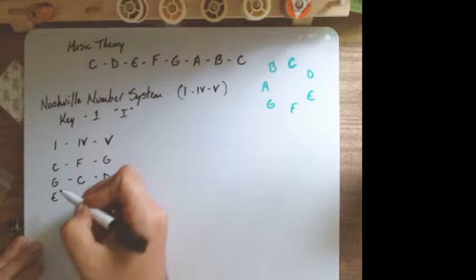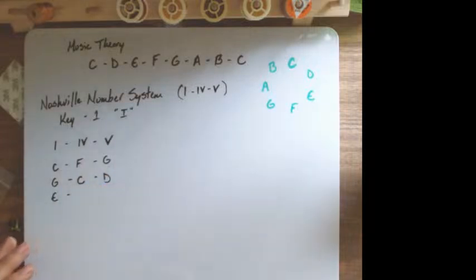country key, which is the key of E. A lot of male voices tend to gravitate towards E. A lot of Randy Travis stuff is in E, and so is Ernest Tubb, and a lot of traditional country music, like I know Webb Pierce, Faron Young did a lot in the key of E.